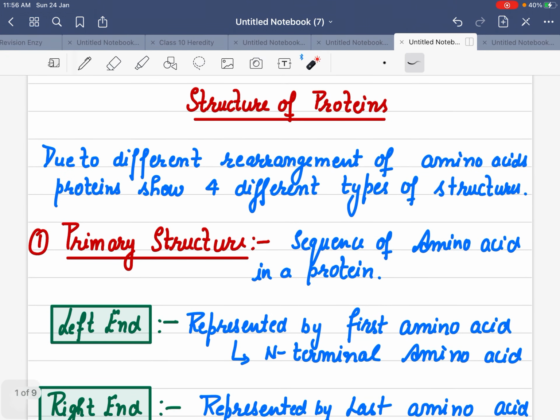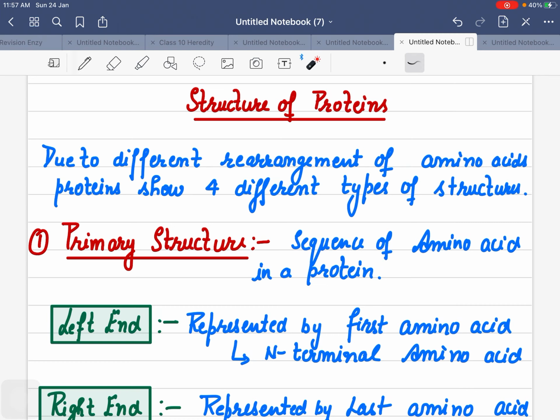When we say structure of proteins, there are four major structures: primary, secondary, tertiary, and quaternary, right? So whenever, either in a subjective question or in objective questions, if any question is asked from this topic, that is structure of proteins, then you should go through primary, secondary, tertiary, and quaternary proteins with their functions.